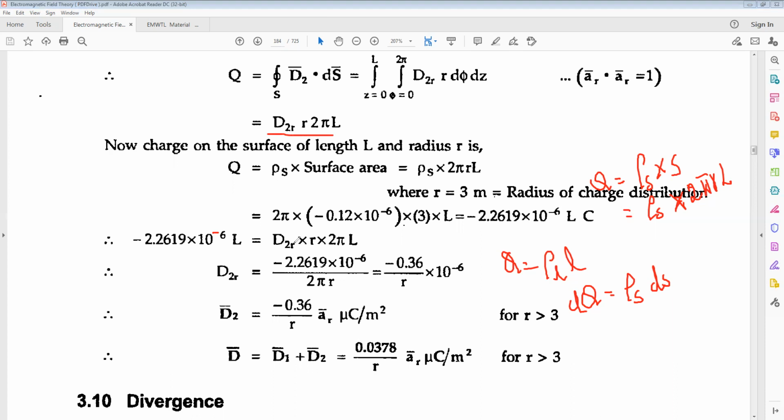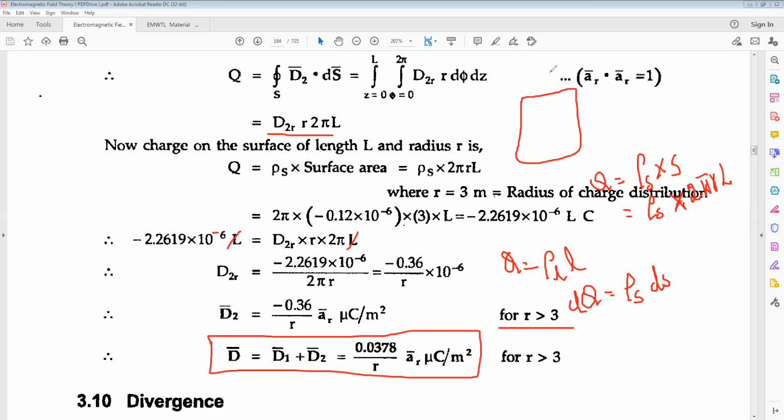Already we got the D2 is equal to Q by 2 pi R L. So L gets cancelled. D2 is equal to, in terms of R only, for R greater than 3. Okay. So D bar is equal to D1 plus D2, which is 0.378 by R into AR. This is the total electric flux density for the surface distributed and also the line distributed, with a radius of 3.